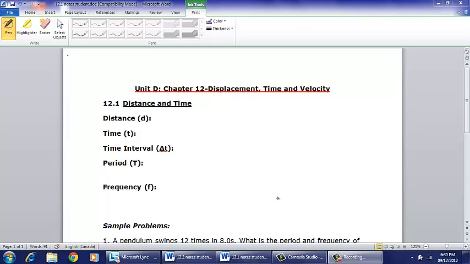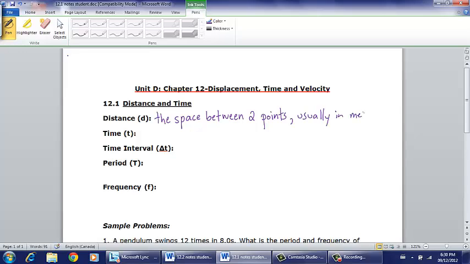Distance, which is abbreviated with a lowercase d, is the space between 2 points, and is usually measured in meters. Meters is abbreviated with a lowercase m.